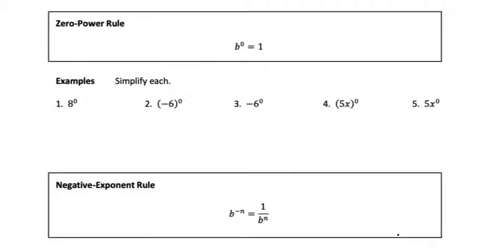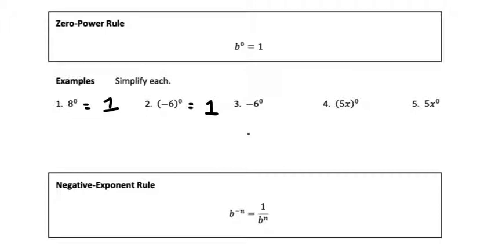Our next rule is called the zero power rule. The zero power rule states that anything to the 0 power is equal to 1. So 8 to the 0 power, that's equal to 1. Number 2 is negative 6 to the 0 power, that's also equal to 1.